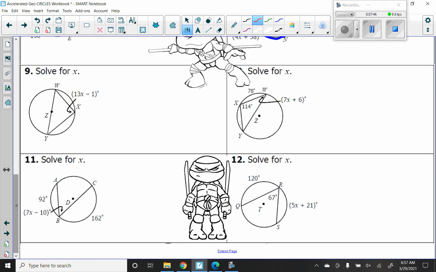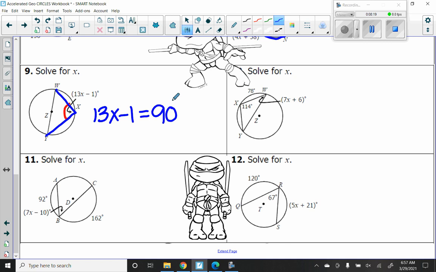Take a look at number 9. This angle, you have to remember what I talked about earlier. Its endpoints are on a diameter. That means that angle equals 90. So the equation for this would be that angle equals 90. Any angle whose endpoints are on a diameter is a right angle.